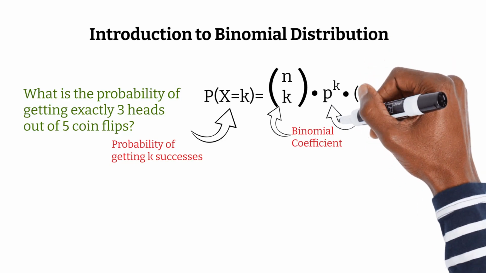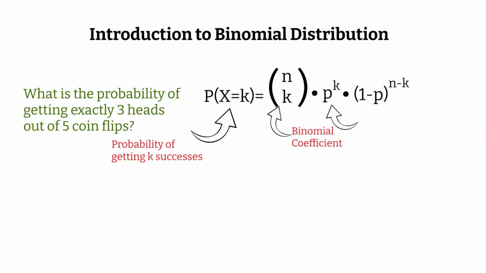P to the power of k. This part shows us the probability of getting k successes. If the probability of getting heads is 0.5, then p to the power of k means you're multiplying 0.5 by itself k times to show the chance of getting heads k times.